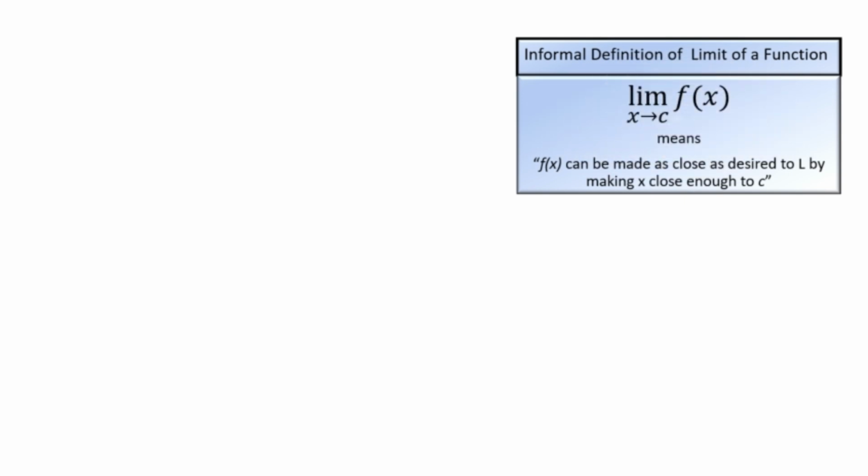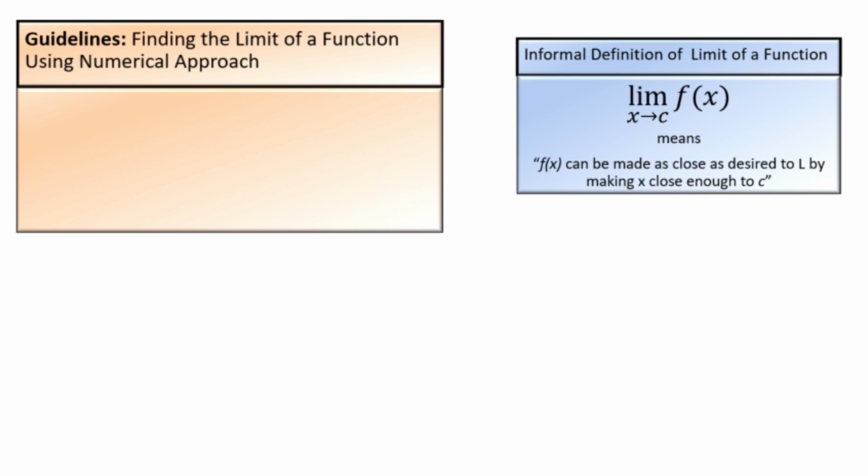Recall that we previously defined the limit of a function using informal definition, that is, the limit of f of x as x approaches c means that f of x can be made as close as desired to L by making x close enough to c. Using this informal definition, we will now go through the steps of finding the limit of a function using numerical approach. We will do this in 3 steps.